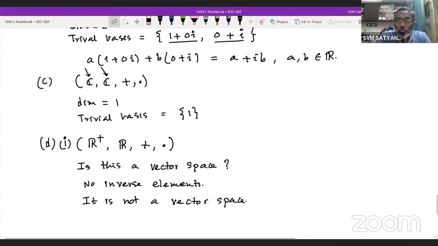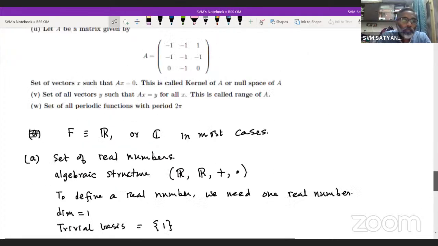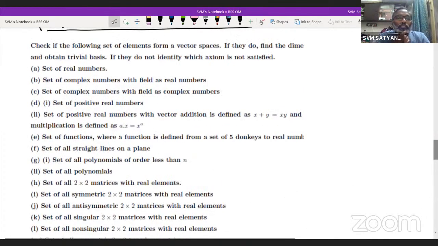Okay, now you look at the second part of that, D. Set of positive real numbers. Now I am going to redefine my vector addition and scalar multiplication.